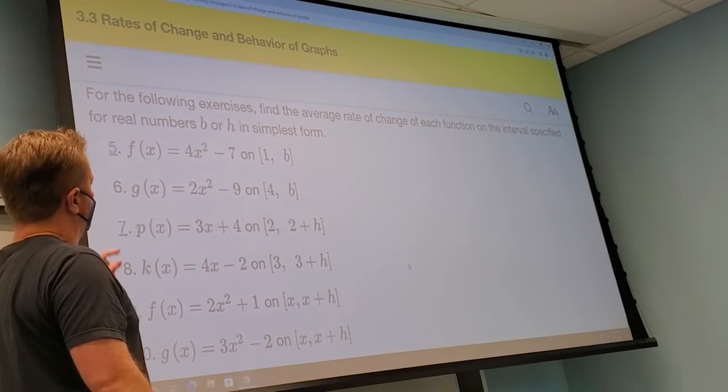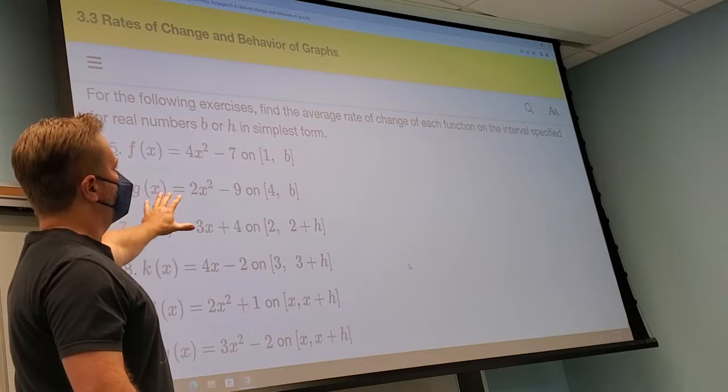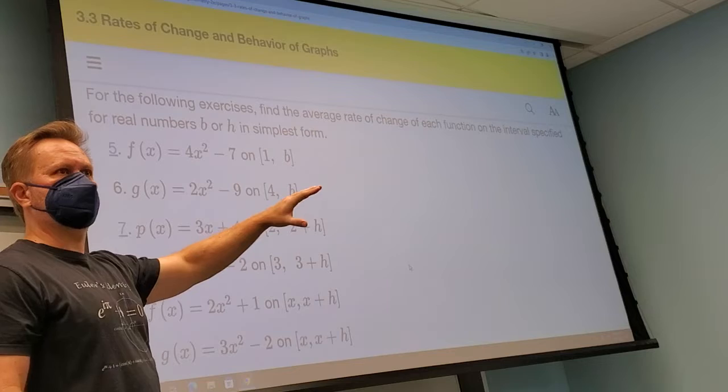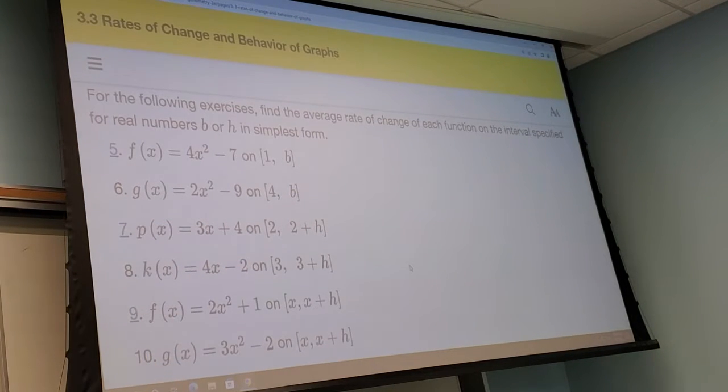Okay. For the following exercises, find the average rate of change of each function on the interval specified. On the interval specified, right? So what that means is they're going to give us a function.